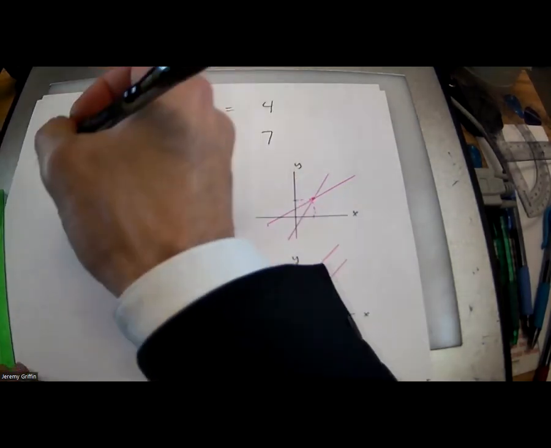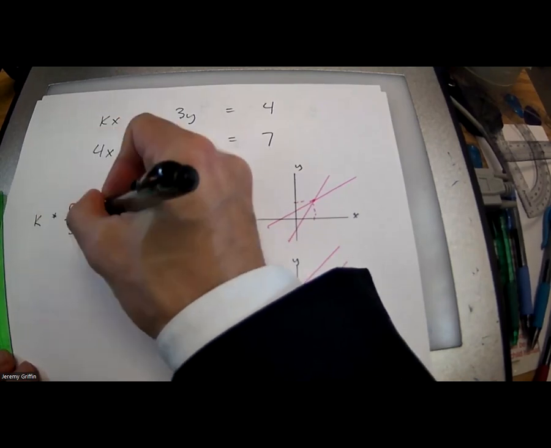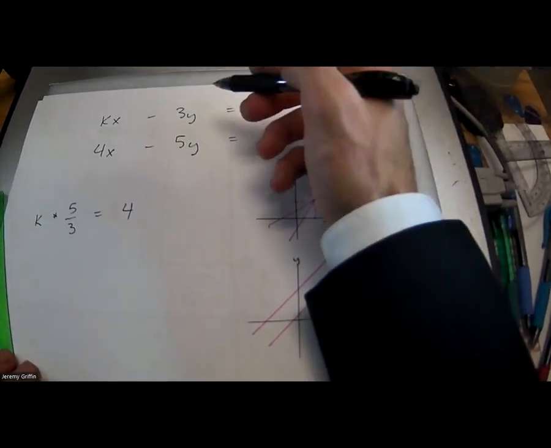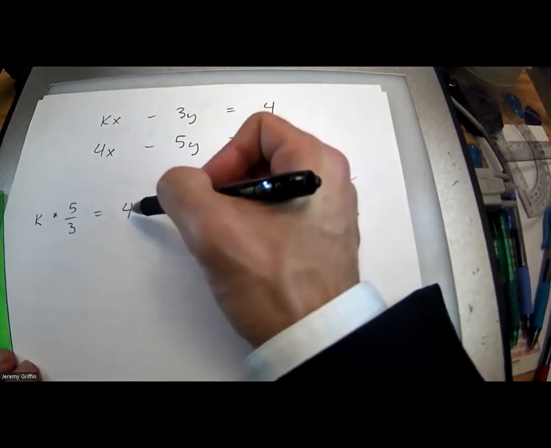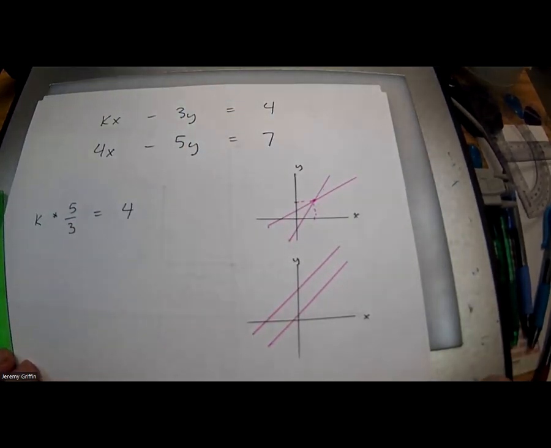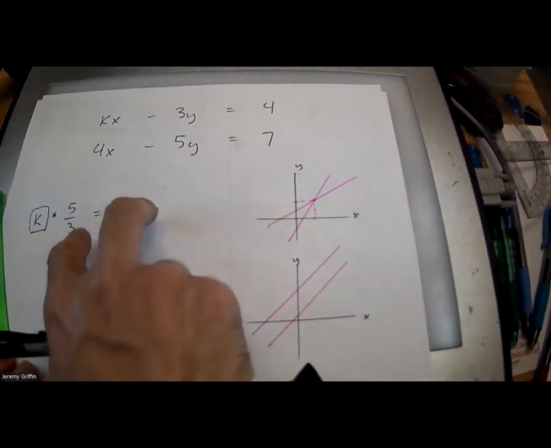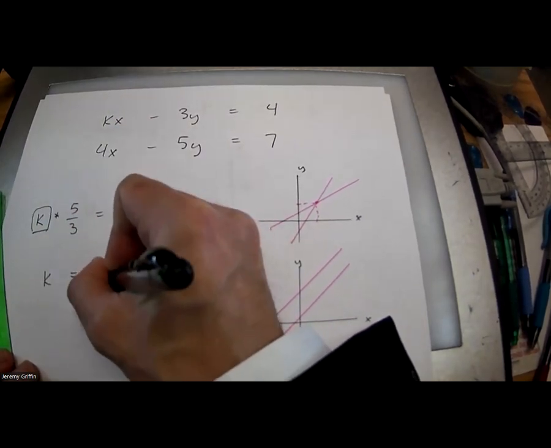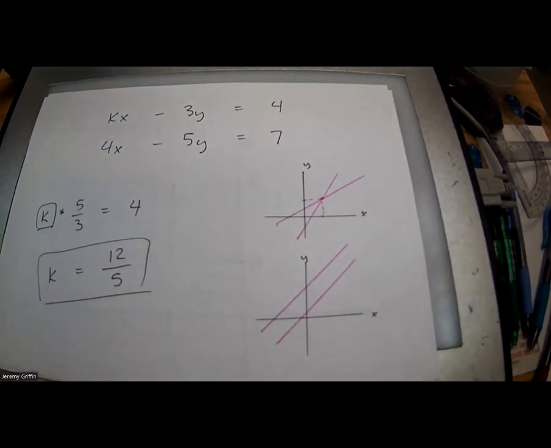Right? So if you take k and multiply by 5/3, that should give you 4. Or that would be the case to give you parallel lines. Okay? See the y coefficient expanded by 5/3. So if k does the same thing to get to 4, then that would be the situation we're looking for. Okay. So what is k is the question. So cross multiply: 4 times 3 is 12, divide by 5. K is 12 over 5. That would give you parallel lines.